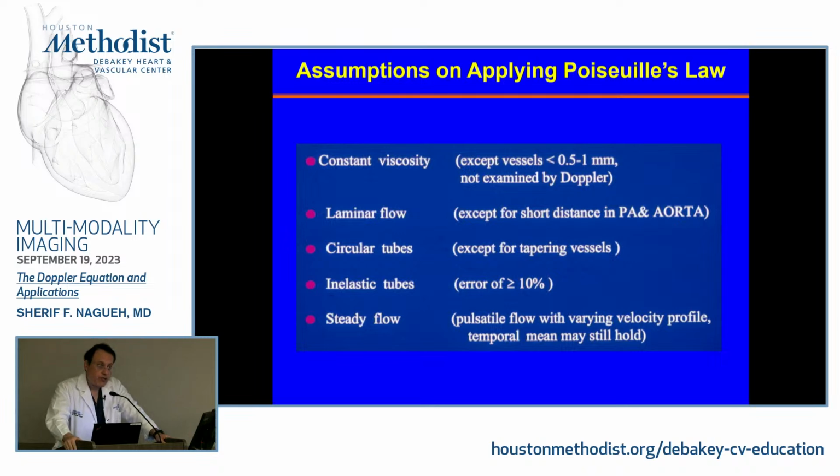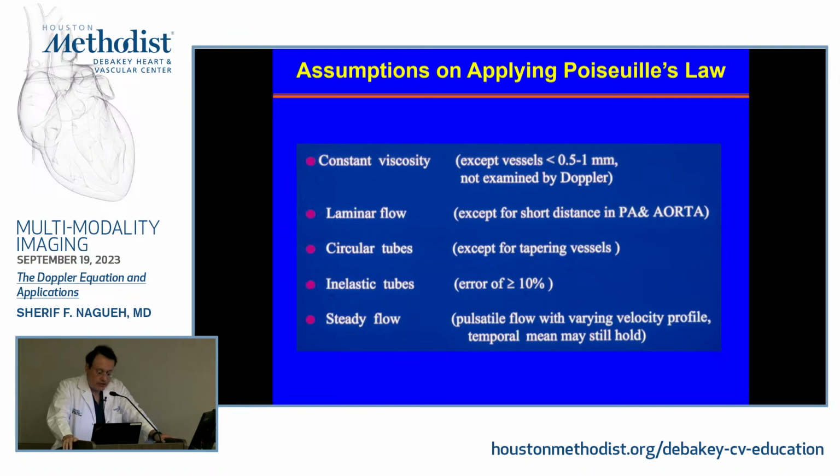The third assumption is the circular tubes. And here, as you saw, all the derivation is based on that circular cross-section. And it doesn't apply for tapering vessels. The major problem for the extension of Poiseuille's law from rigid tubes to the circulation is the issue of inelastic tubes. The blood vessels expand during systole, and so that carries an error of at least 10%.